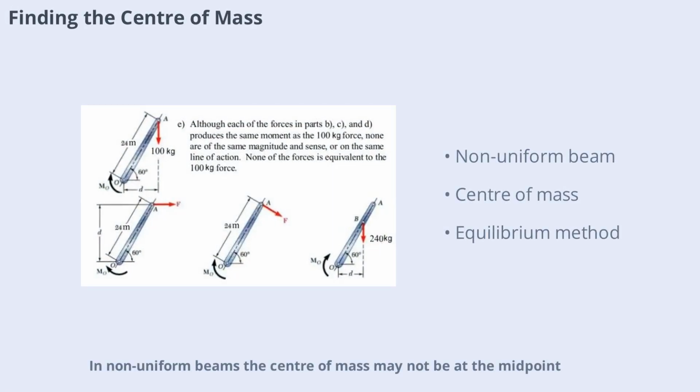In non-uniform beams, the center of mass may not be at the midpoint. By placing weights at known distances and ensuring equilibrium, you can calculate the position of the center of mass. This is important in real-world applications where materials are not evenly distributed, such as in ships or aircraft.